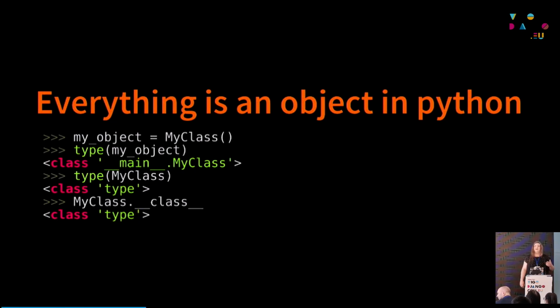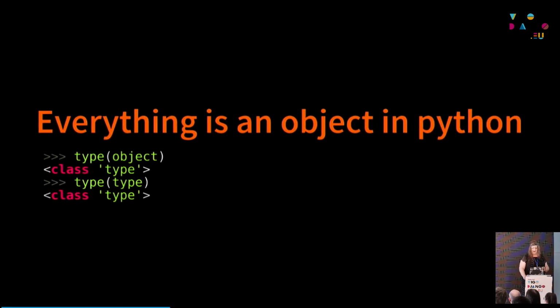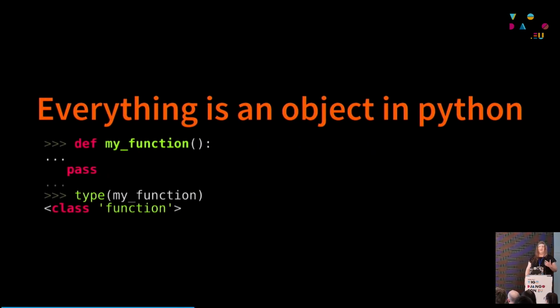Of course, if you create your own class and you instantiate that class, that's an object. The instance of the class is an object, but the class itself is also an object. It's an object of type. And object, the built-in object in Python, is also an object. That's in the name. It would be bad if object was not an object. But object is an object of type, and type itself is an object of type. And really, when I say everything is an object in Python, functions are objects also in Python.